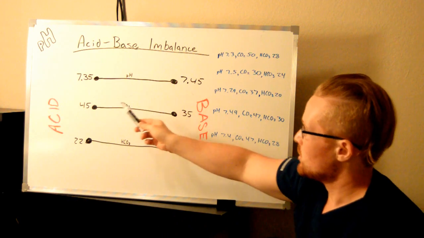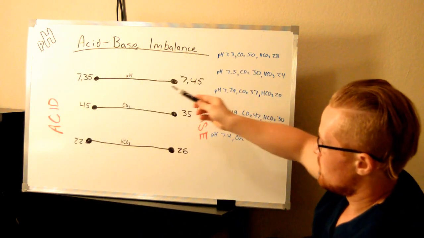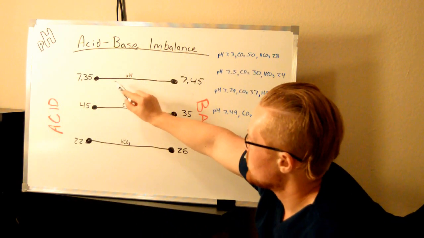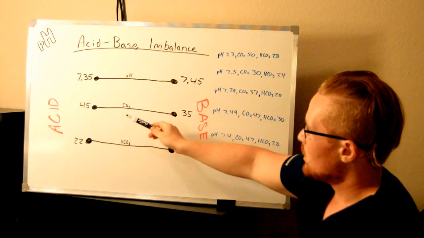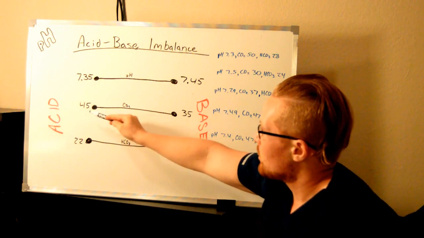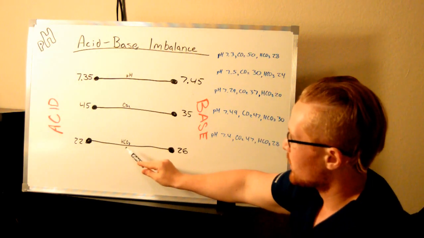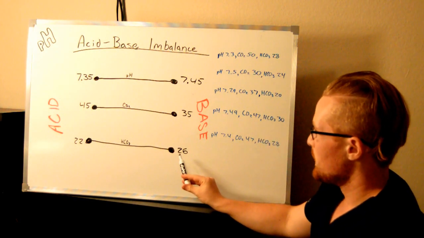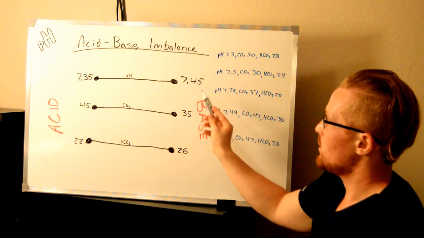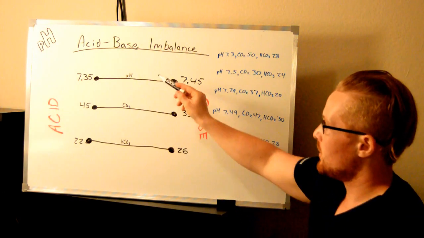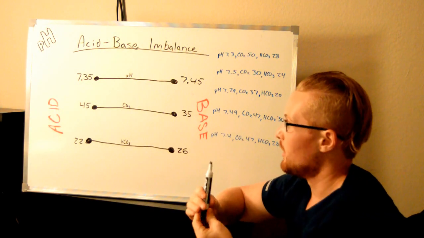So let's look at the pH. Here you have acidic and bases. pH has a range between 7.35 and 7.45. With carbon dioxide, a range of 45 to 35, and bicarbonate, a range of 22 to 26. What you want to do is just write this on your test: 6 dots, and then write these values down. That way you can just look at it, and I'll show you how we're going to use this.